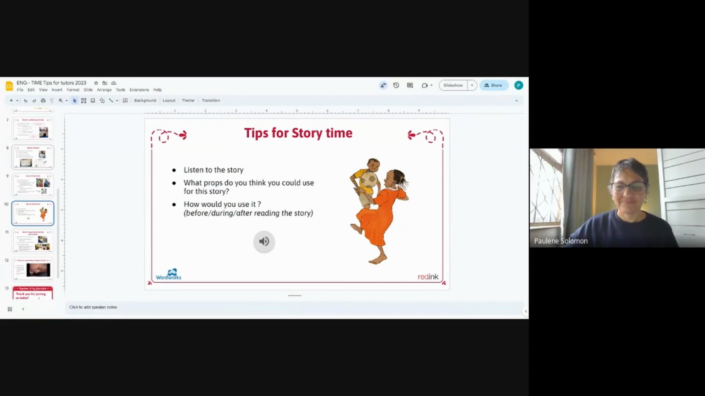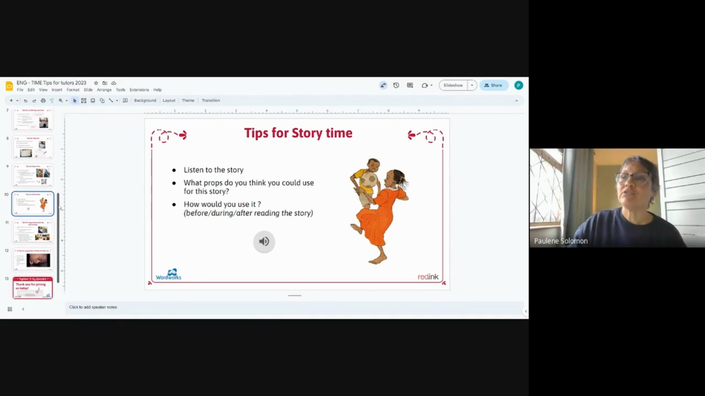That story is in the term 2 grade 1 pack, and it's scanned so you can hear the story. And the good news, which I forgot to say, is that all the stories are recorded in 3 languages. So whatever language you're working in, you can listen to it in that language.